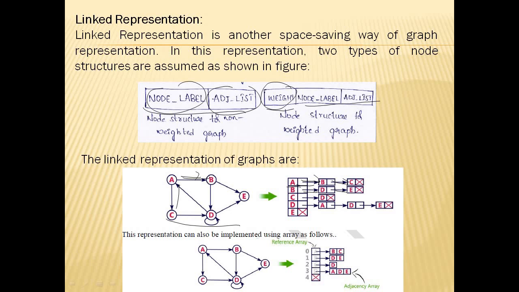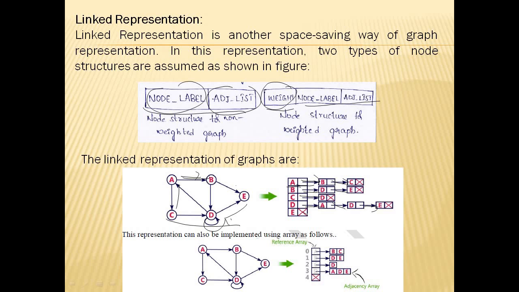For C, C to D is there. For D, D to A is there. D to D is there, it is a self loop. And D to E is there. And for E, we don't have anything. So this is the linked representation.